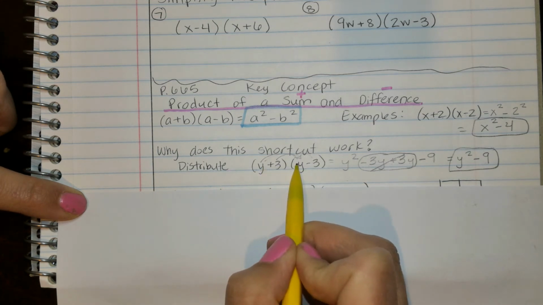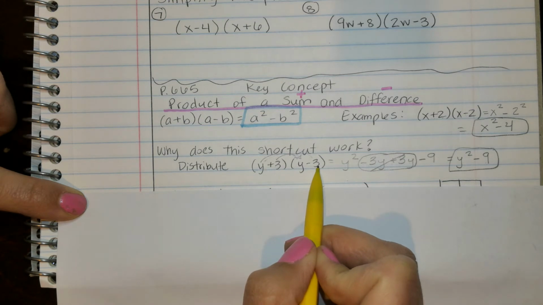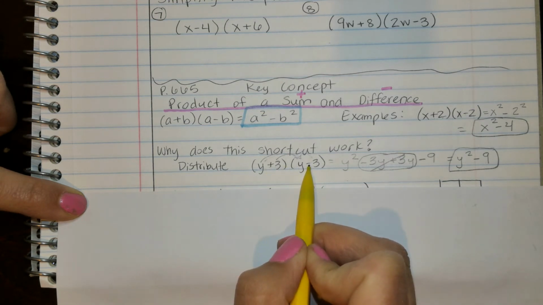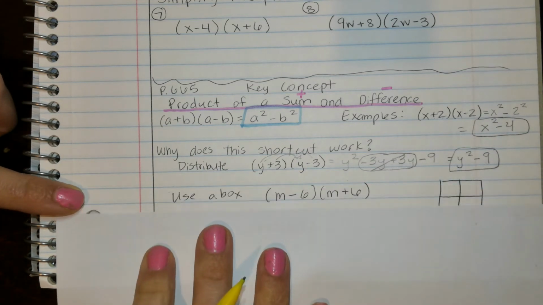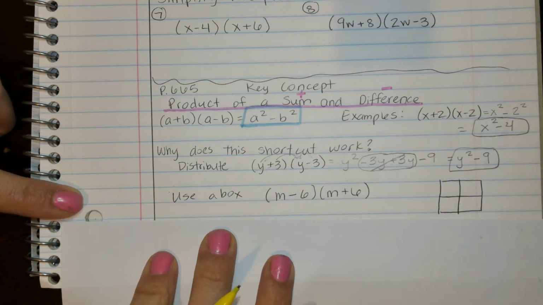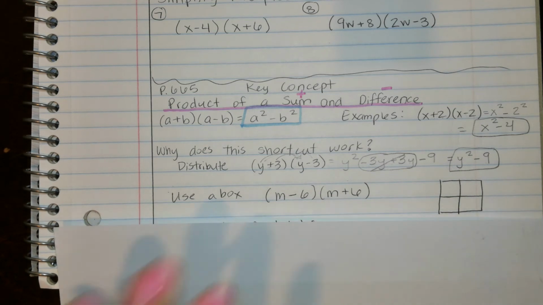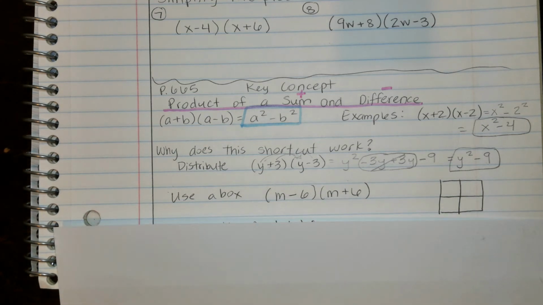The first has to match with the first, and the last has to match with the last, one with a plus, one with the minus. The minus could come first. It could go minus and then plus. Let's use a box just to check. Let's make sure we understand why this works.